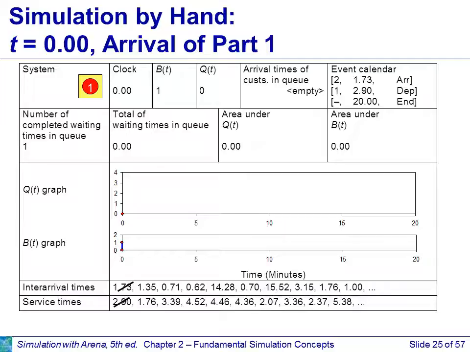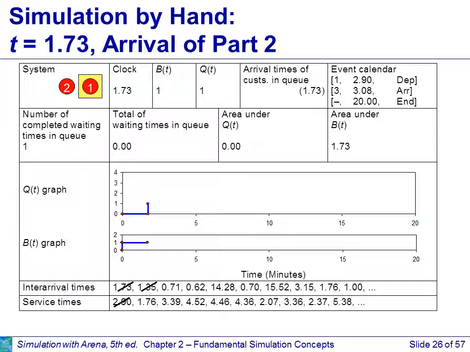We can see the number of completed waiting times in the queue is 1 because it didn't have to wait in time, so it waited just the same as waited 0. And then total of waiting times in queue is going to be 0, and so the areas for QT and BT so far are just 0, and these are the plots that we got.